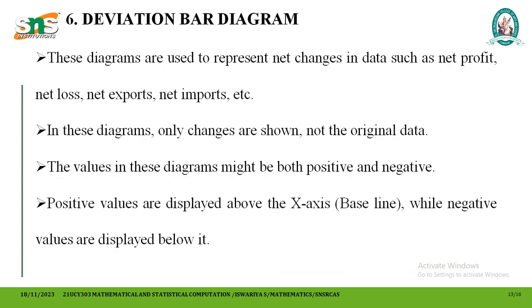And the next one is deviation bar diagram. These diagrams are used to represent net changes in data such as net profit, net loss, net exports, net imports, etc. In this diagram, only changes are shown, not the original data. The values in these diagrams might be both positive and negative. Positive values are displayed above the x-axis while negative values are displayed below it.